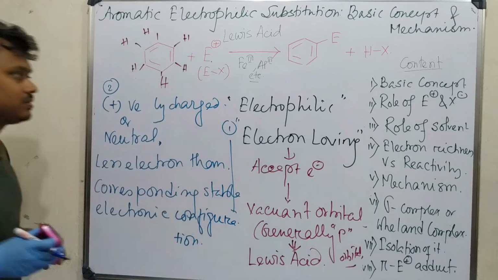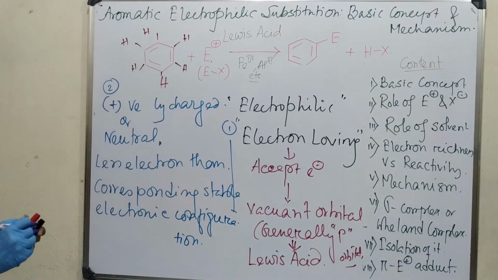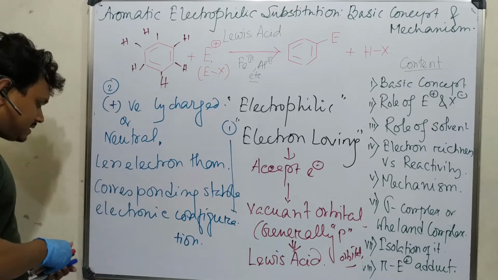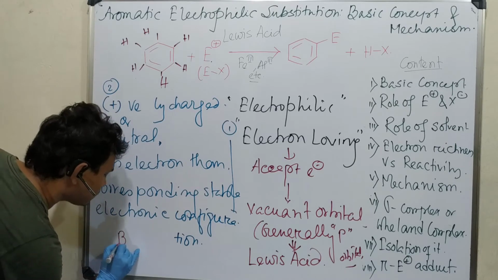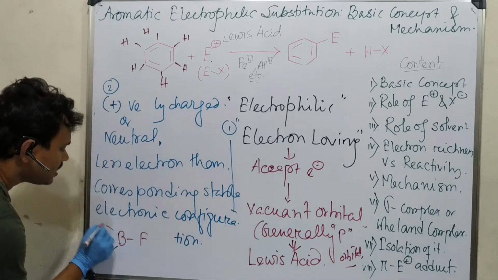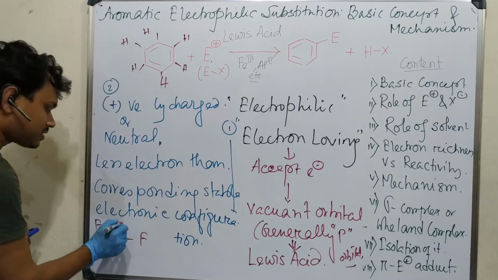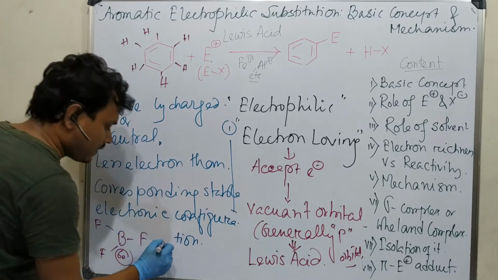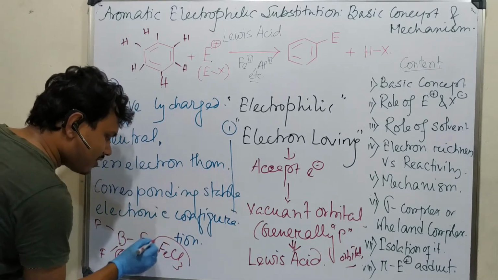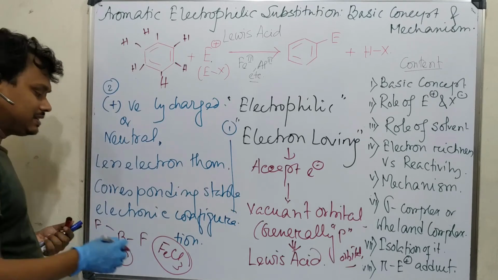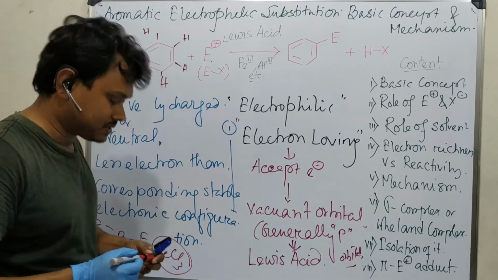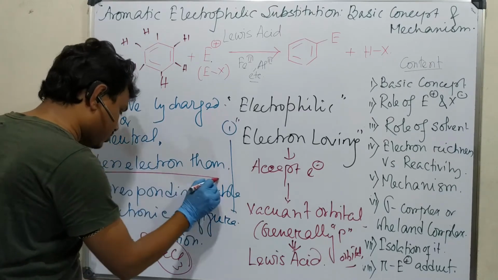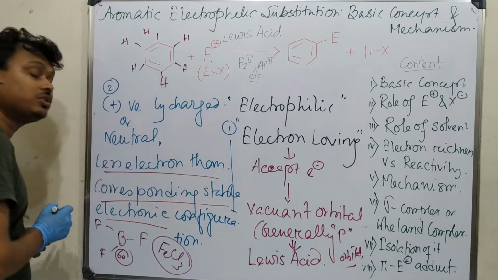What do I mean? For example, if you take boron, B, let's say BF3. This is electron deficient. It has 6 electrons, so it's a Lewis acid. AlCl3 is similar. If we take FeCl3, it is not related. Actually, this is not an octet. It needs 18 electrons to be satisfied. So it depends on how many electrons which one needs. That's why I am saying less electrons than the corresponding stable electronic configuration.